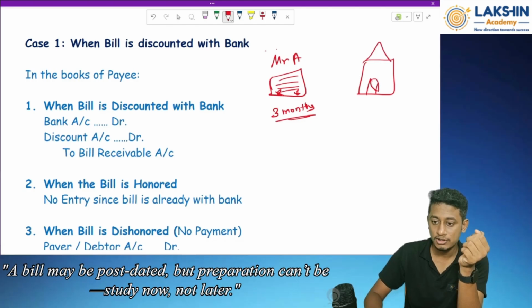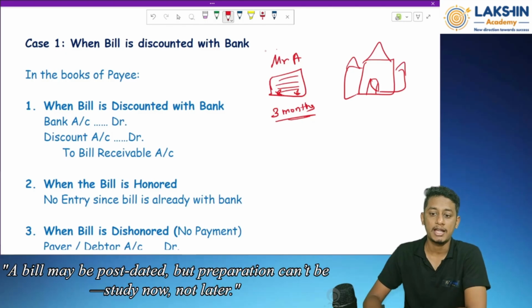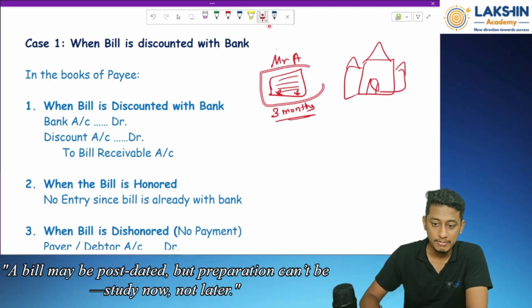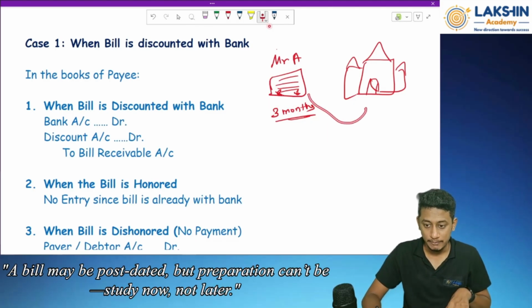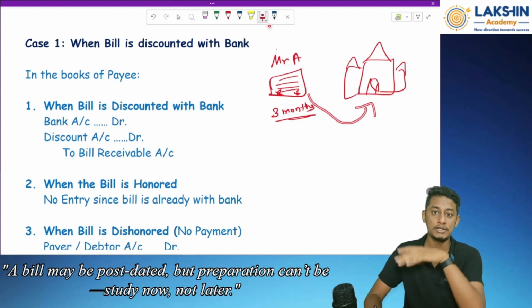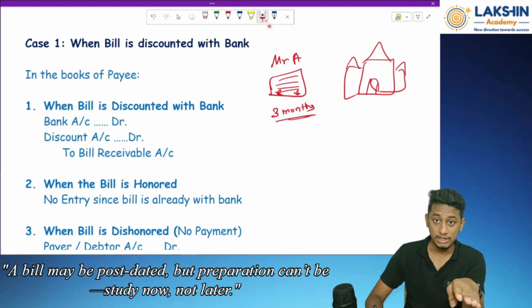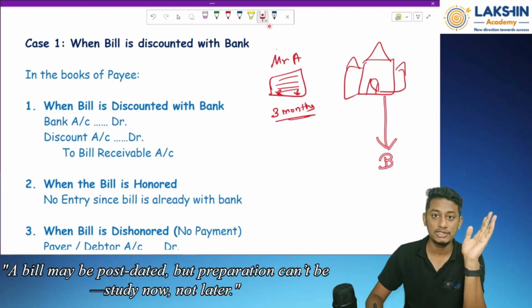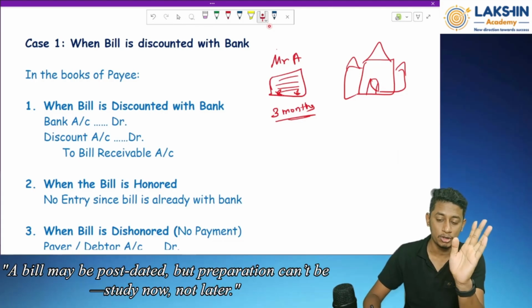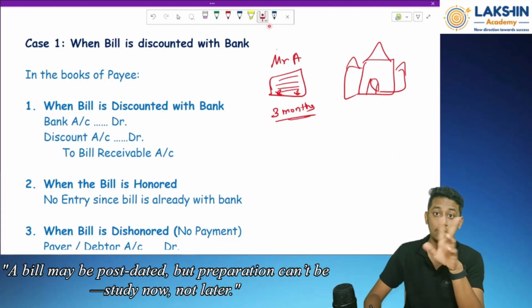He will approach the bank and tell the bank that this is a bill which is created by me and Mr. B is supposed to make me the payment. So I need the payment today itself. I will give you the bill and you give me the money. On the maturity date, you go to Mr. B and collect the payment to yourself. So you keep the money, I don't want. But for today, you give me the money as a loan.